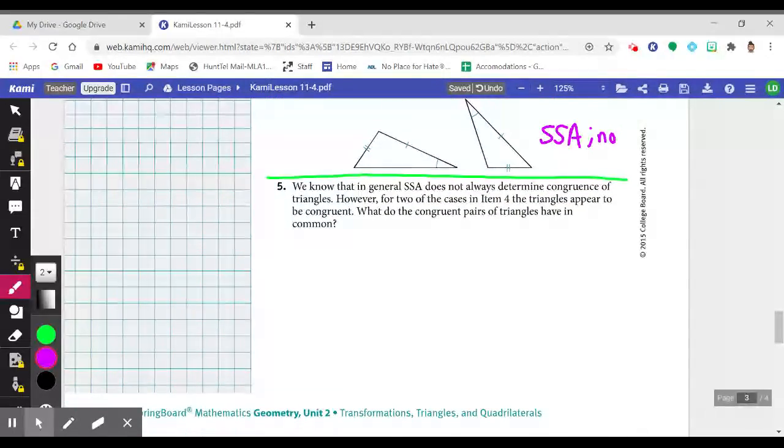We know that in general, side-side angle does not always work. You might be asking yourself, well, if it does sometimes, let's use it. No, in geometry, it's final. If it doesn't work always, we throw it out. So it does not always determine congruence of triangles. However, for 2 of the cases in item 4, the triangles appear to be congruent. What do the congruent pairs of triangles have in common? If you would, pause the video and answer this question very simply before playing through.